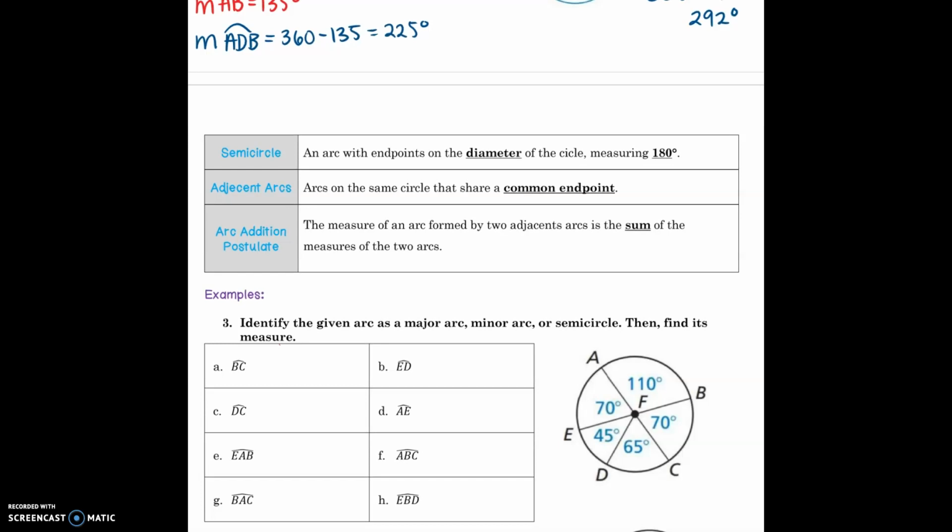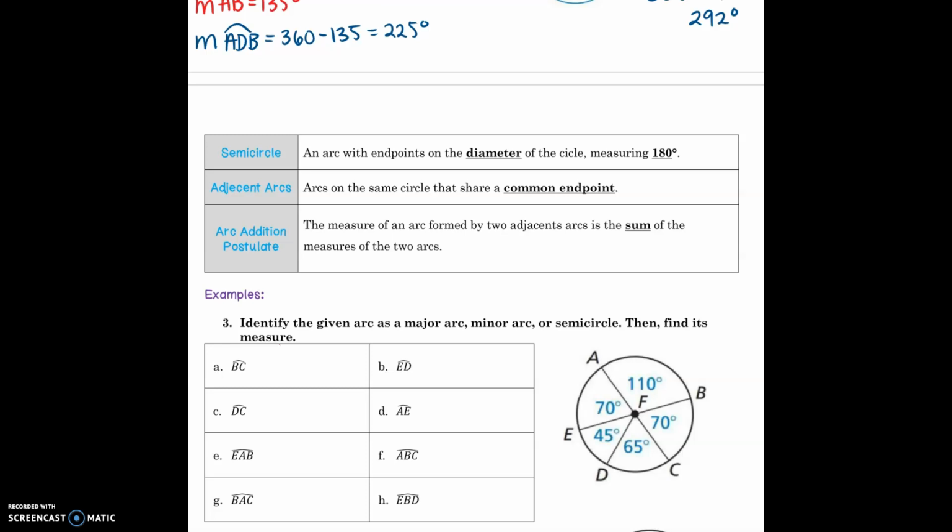A semicircle is an arc with endpoints on the diameter of a circle, and it always measures 180 degrees. So a semicircle is half of a circle. We know that the entire circle measures 360 degrees, so a semicircle will measure half of that, which is 180 degrees. Adjacent arcs are arcs that are on the same circle and share a common endpoint.